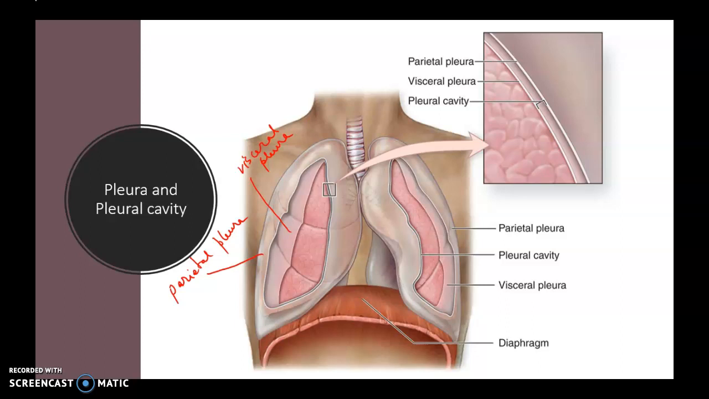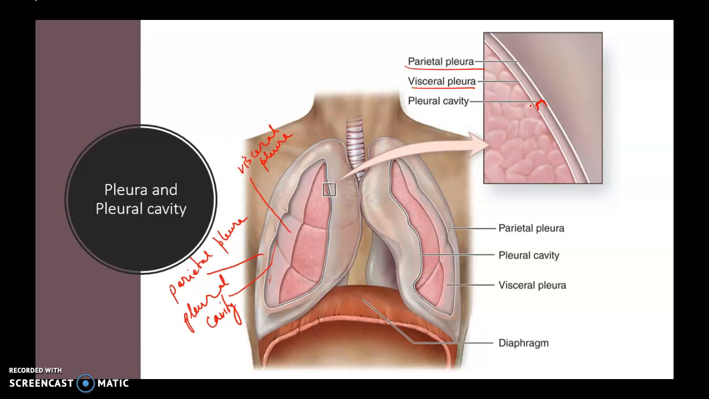Good. In between the parietal pleura and the visceral pleura, do you see a space here? This space is called the pleural cavity, also known as the intrapleural cavity. It's the same thing. So right here, you take a little bit of the pleura and you blow it up. You do see the inner visceral pleura, which is touching the lung itself, and then we have an outer parietal pleura, and in between this area is the pleural cavity. Very good.